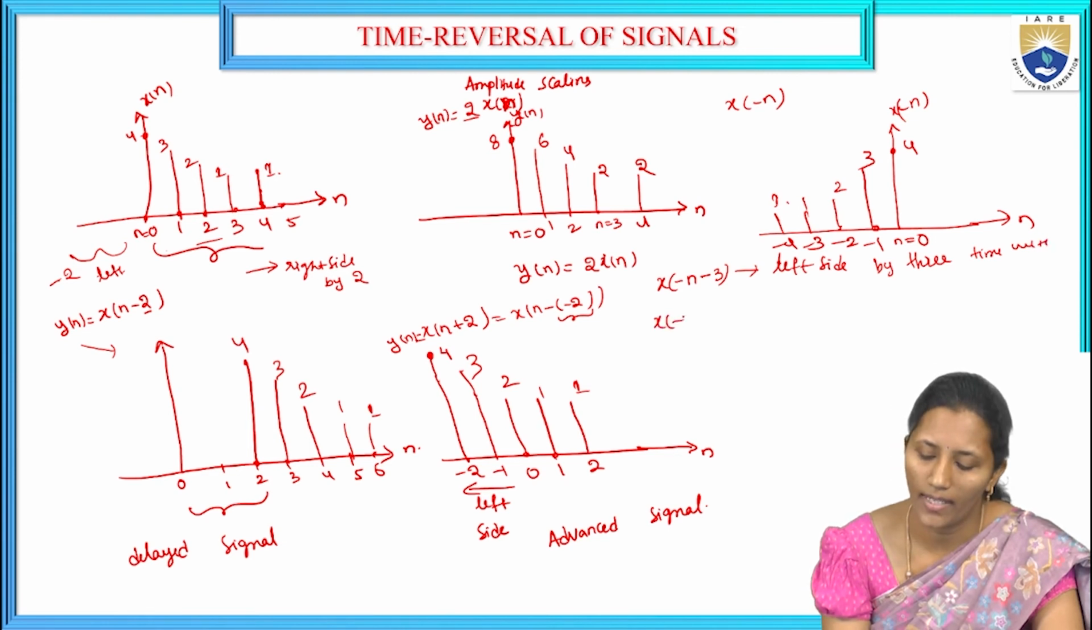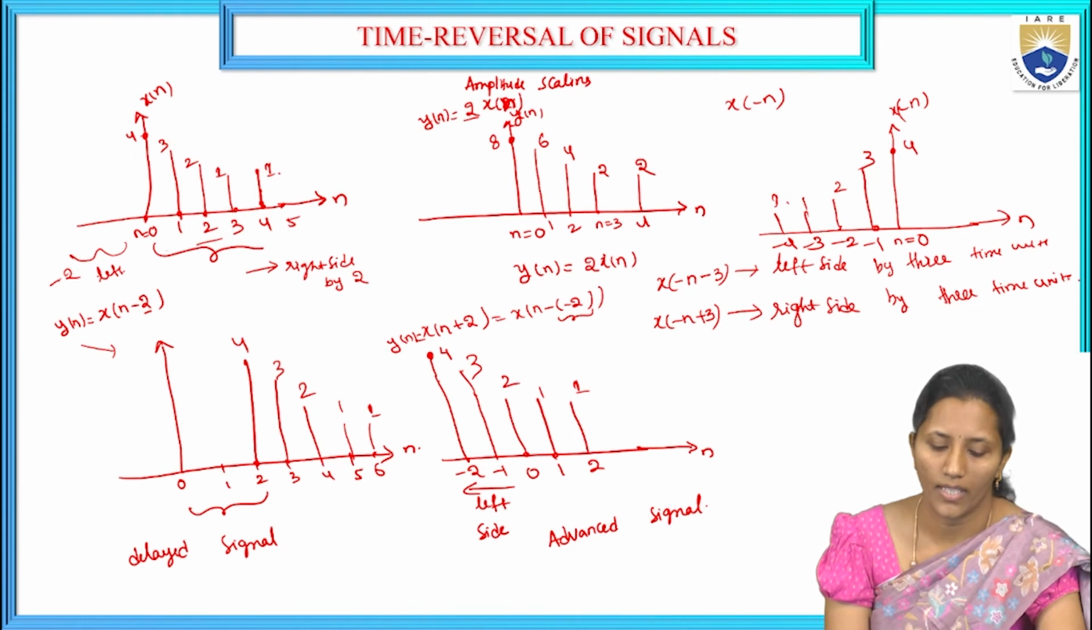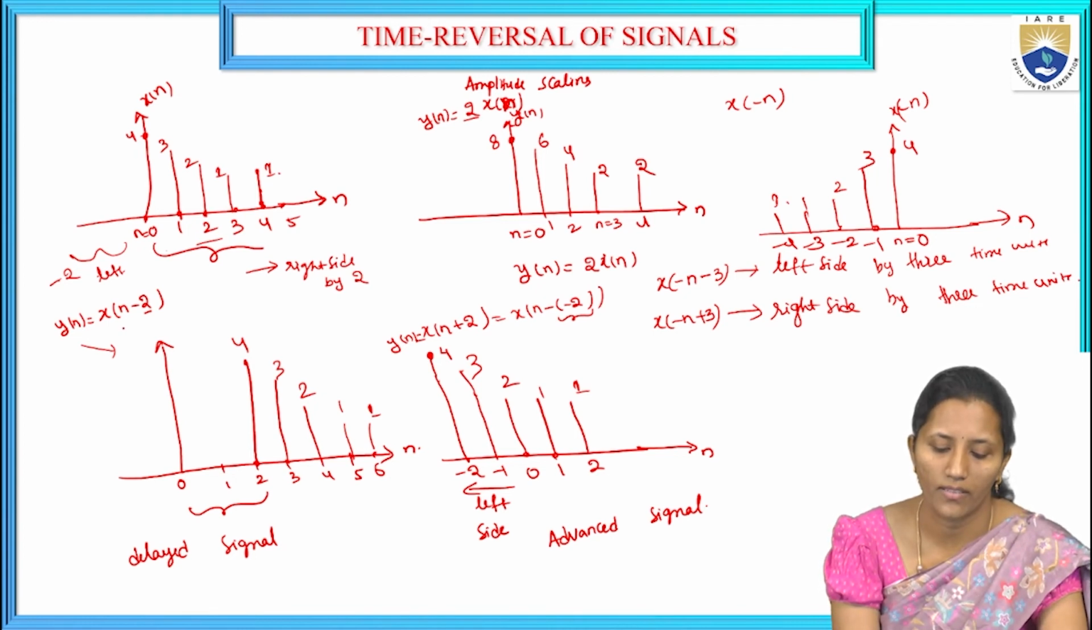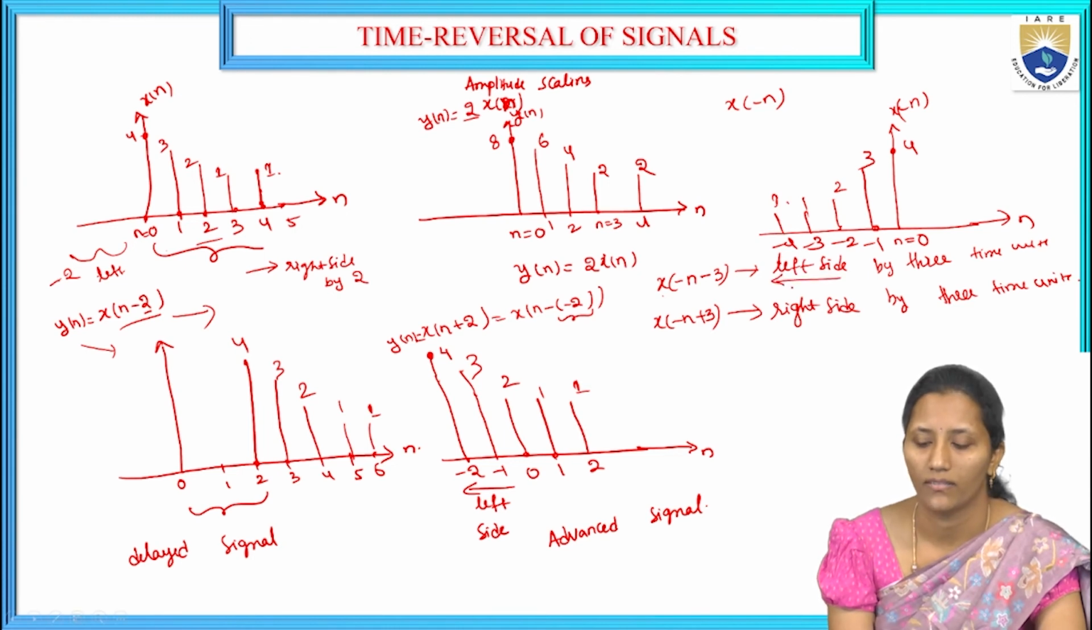For x of minus n plus 3, it will be shifted to the right side by 3 time units. Don't confuse here. For x of n minus 2, we are shifting the signal to the left. But for x of minus n minus 3, we have to shift the signal to the left side here.